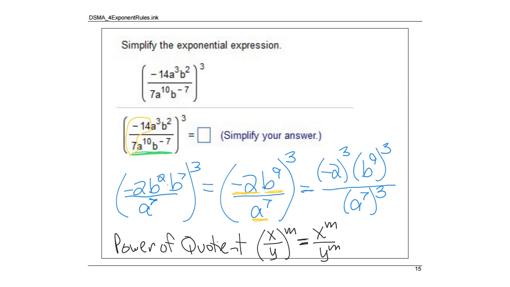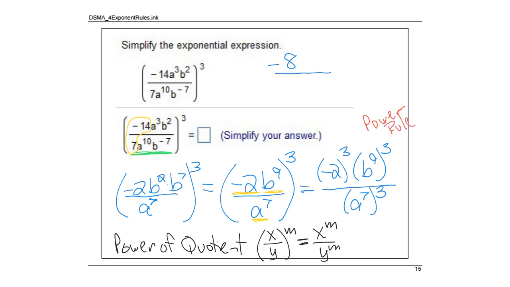So now we're going to clean all that up. I'm going to put that up here. So -2 raised to the third power would be -2 times -2 times -2. So that's going to give me -8 in the numerator. Then I have power rule here. Whoops.